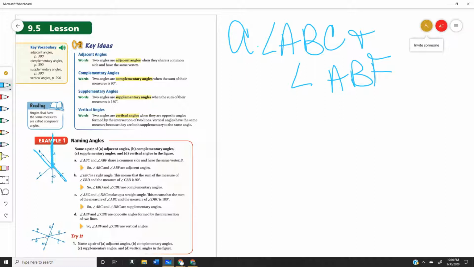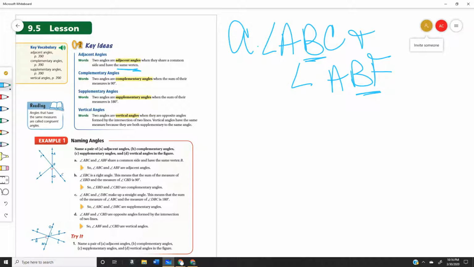They share this common side right here of AB, okay? And they share the vertex right here that's formed by angle B. So that's why you'll notice that B is in the middle of both of them, because B is the shared vertex. And that's that same vertex that we're looking for right there.